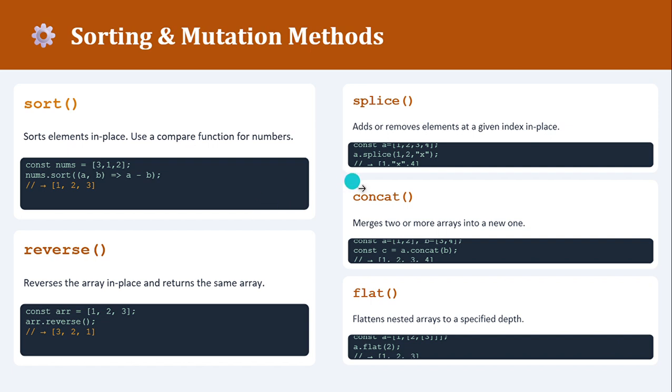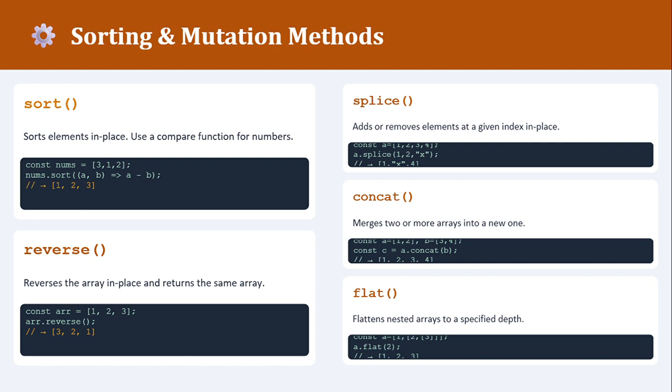Then use splice. Splice adds or removes elements at a given index in place. This one will add and remove. You specify where to start and which element you want to insert or add. So concatenate will merge two or more arrays into one array.